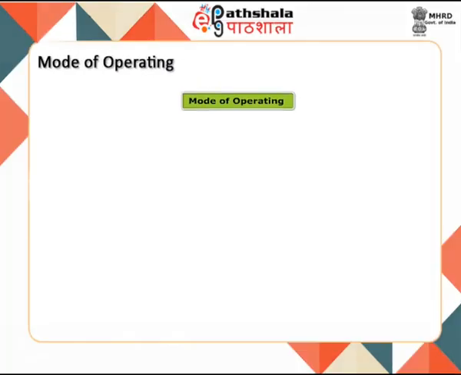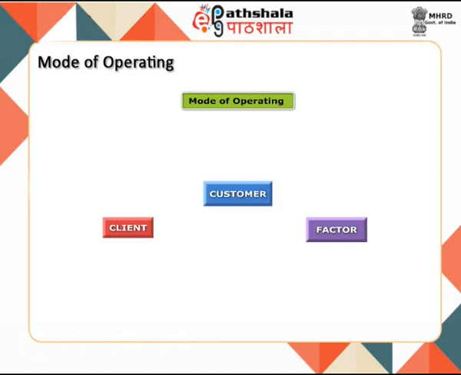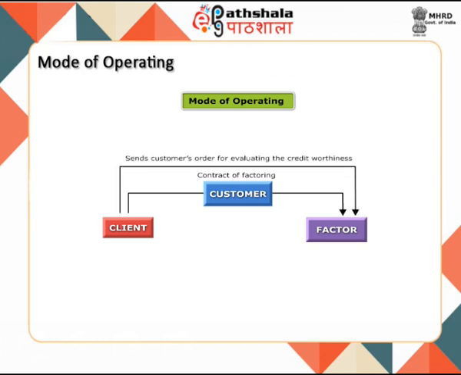Now we shall discuss the mode of operating of factoring arrangements. Generally, three parties are involved in factoring arrangements, namely factor, client, and customer. Factor helps in converting credit sales into cash sales. Before the client sells his goods on credit to the customer, he makes the contract of factoring. Then the client sends the customer's order to the factor for evaluating the creditworthiness of the customer and approving it. Then the client sells his goods on credit and debt is generated.